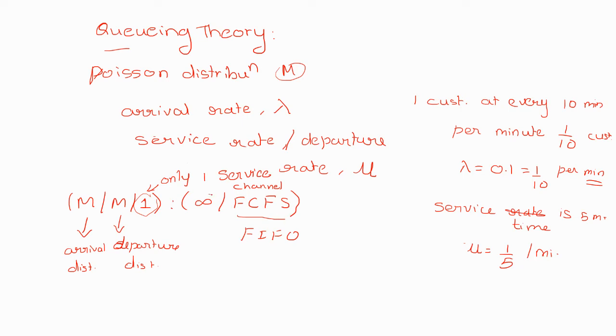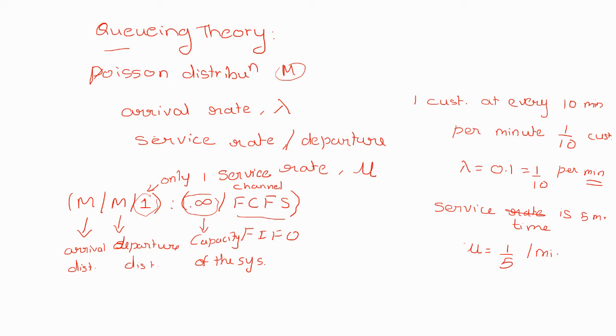Now the remaining one, this fourth one, represents the capacity of the system. In this model it is infinite capacity. That means an infinite number of customers can come into the system. There is no restriction on the number of customers.